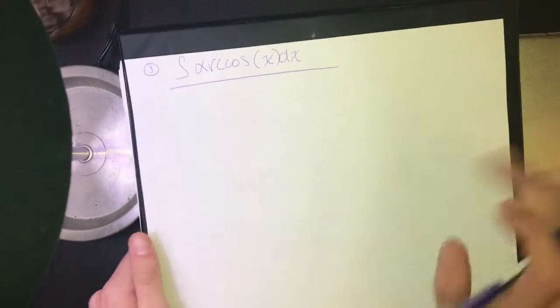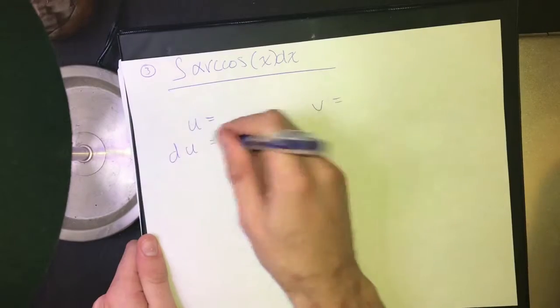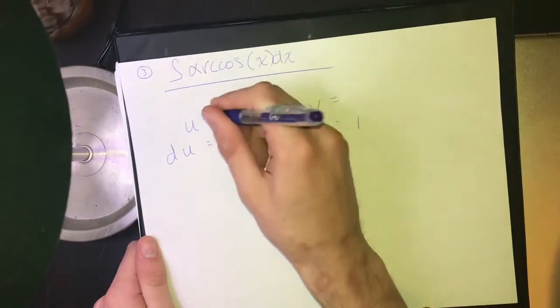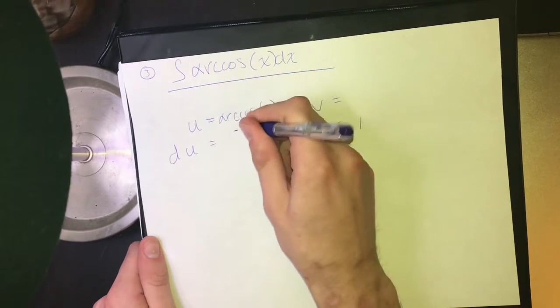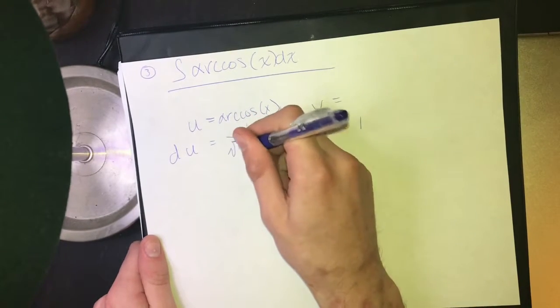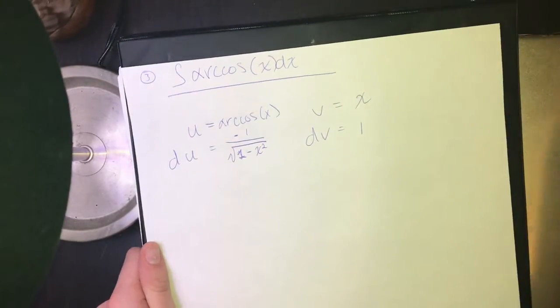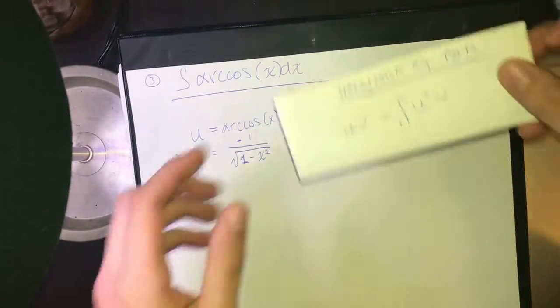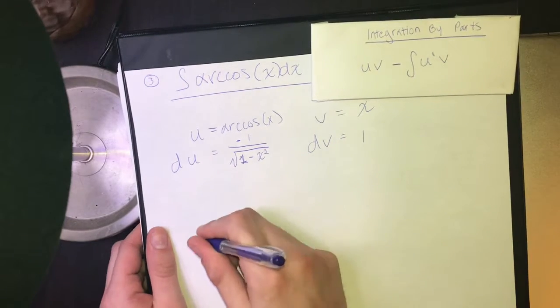Up next we have the integral of arc cosine of x dx, and it'll look very similar to the last problem. So here dv is going to be 1, and u will be the arc cosine of x. du will be negative 1 over the square root of 1 minus x squared, and v will equal x. We're going to use our integration by parts formula to plug all this stuff in.